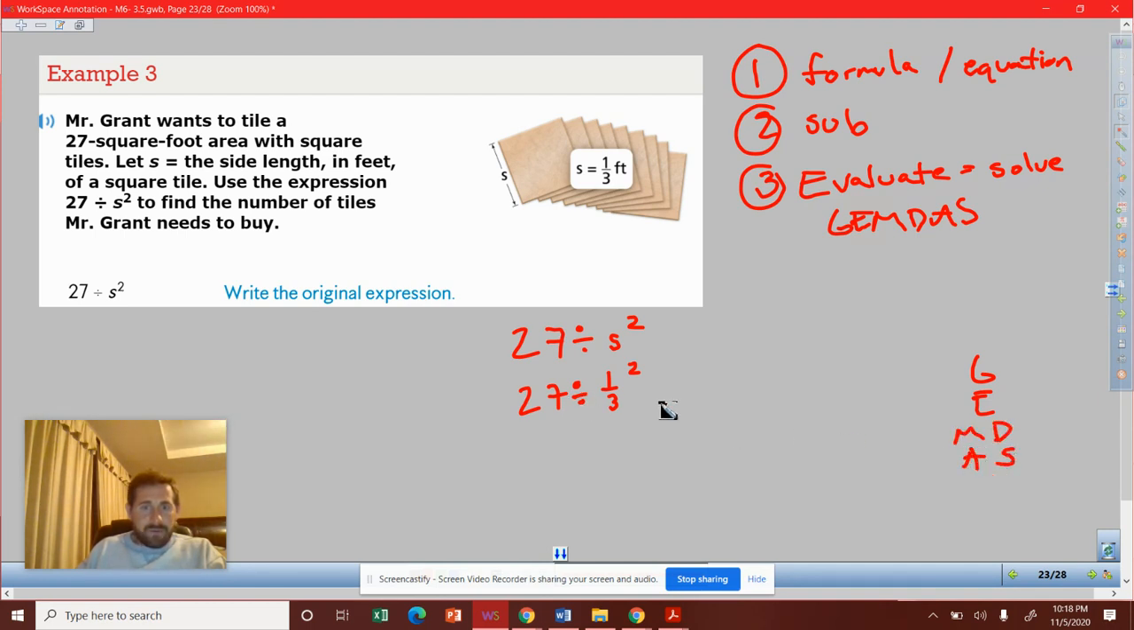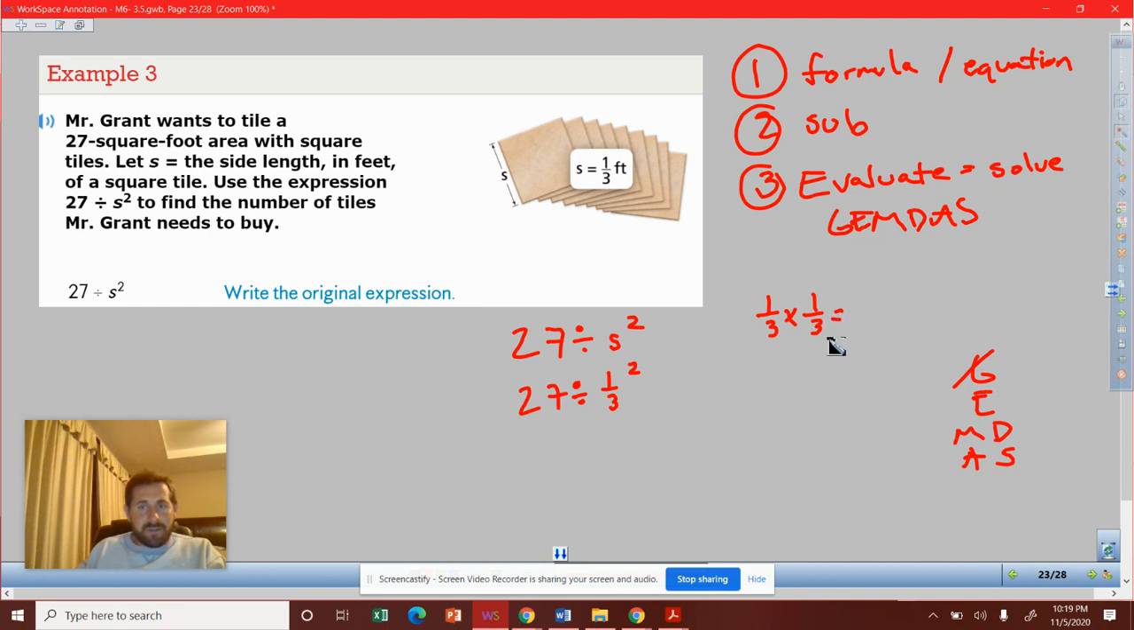Do I have any grouping symbols? No. Do I have an exponent? Yes, I have 1/3 to the second. So what does that mean? 1/3 to the second is 1/3 times itself, however many times they're telling you to do it. In this case, they're telling me 2. So it's 1/3 times 1/3.